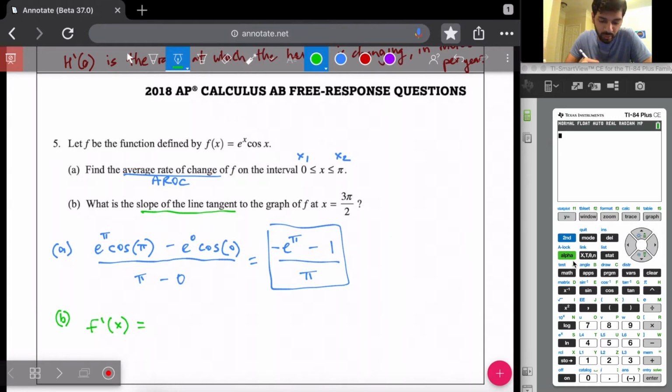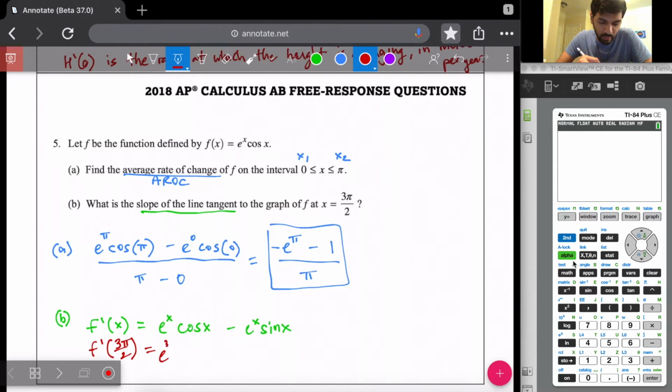So we use the product rule, derivative of the first times the second, plus derivative of the second times the first. So derivative of the second is going to be negative sine. So I'm going to put a minus here, e to the x sine of x, and we just need to plug in our 3 pi over 2. So f prime of 3 pi over 2.